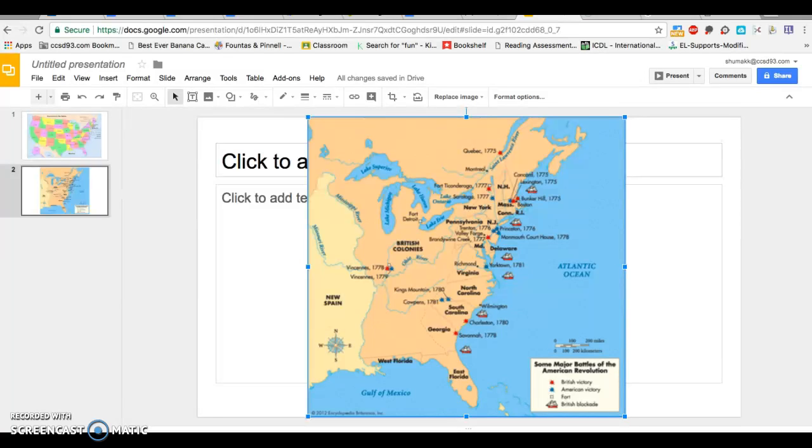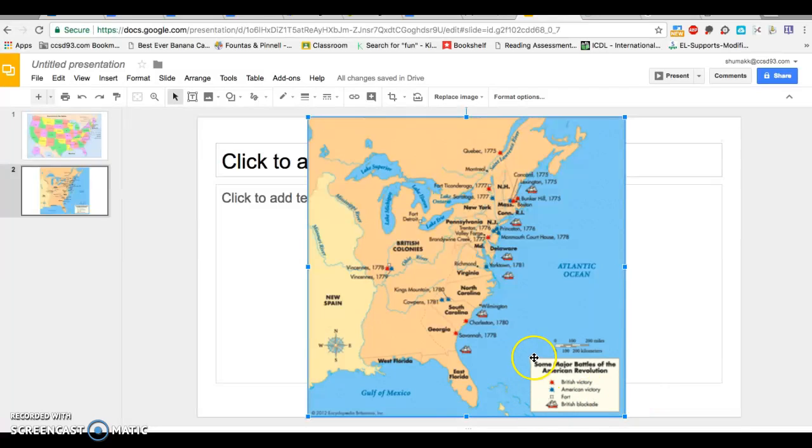Okay, so the next thing that you're going to need to do is count up how many times the British won and how many times the Americans won. This is the same picture that you'll see in your book, so you can look at your book if you want to see something clearer. This is the best picture that I could find online.